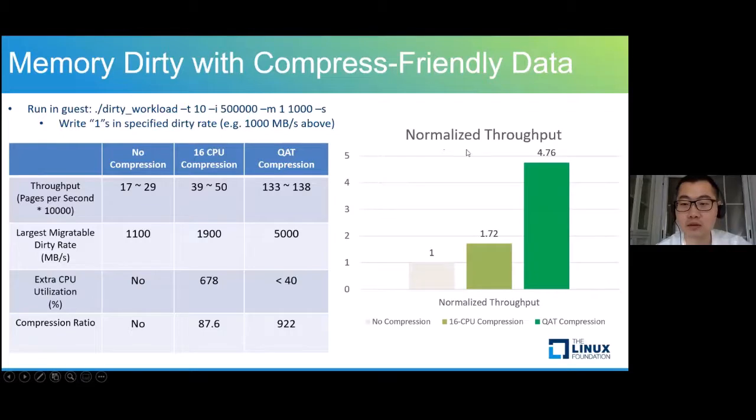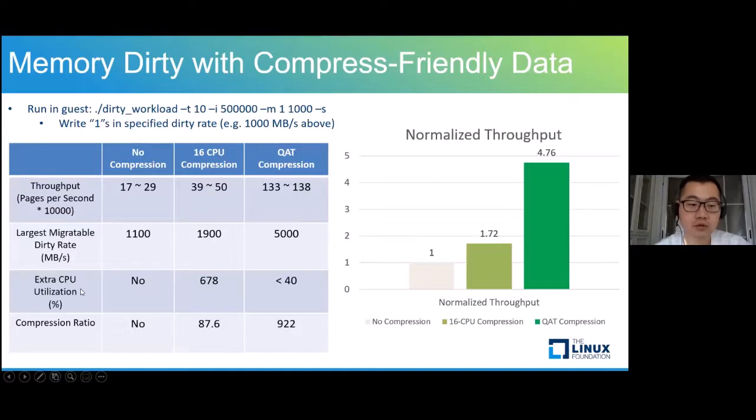So we can see the normalized throughput here. The QAT case has much larger migration throughput than the no-compression case. For the largest migratable dirty rate, we tune this dirty rate inside of the guest, and we found that if we tune the number to 1,200, then this VM cannot be migrated without compression. So 1,100 is the largest dirty rate inside of the guest that still ensures it can be migrated. The 16 CPU case supports a larger number, and for the QAT case, it's much larger than the no-compression case.